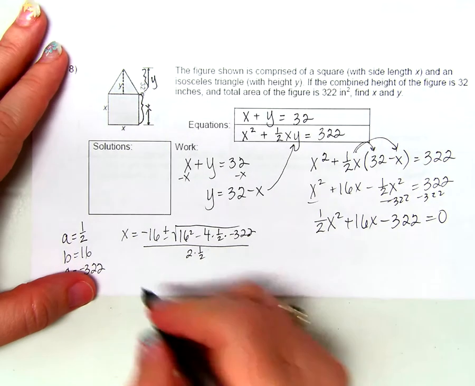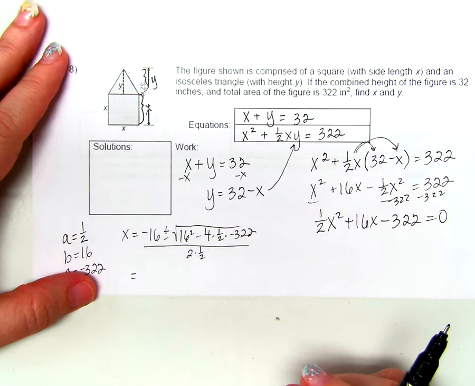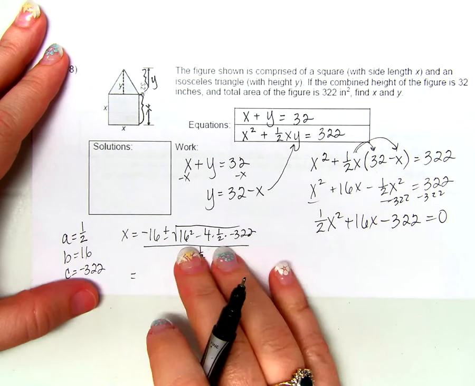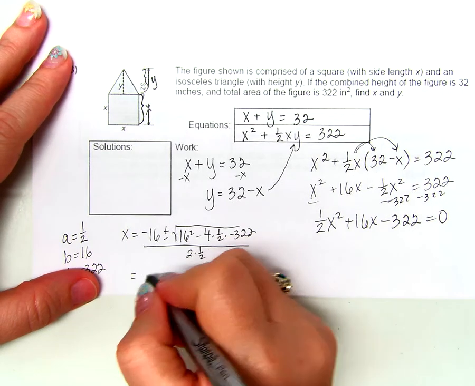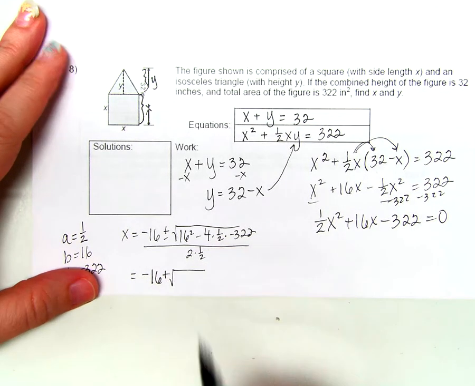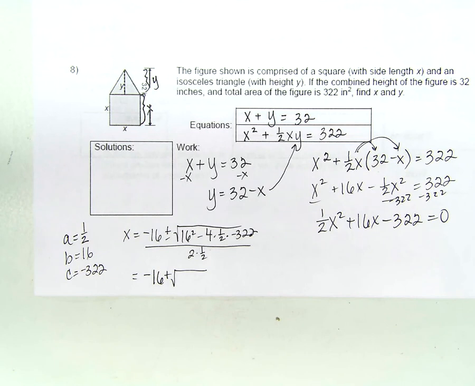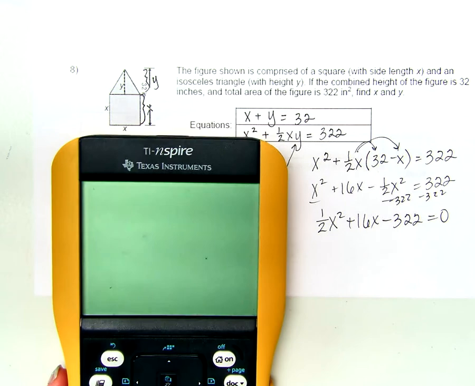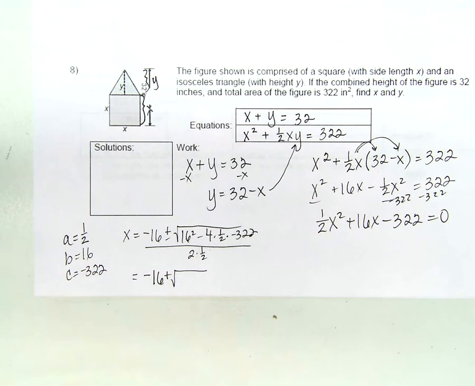Well, this is nice because what's 2 times a half? 1. So do we have a denominator anymore? Not really, right? So we have negative 16 plus or minus the square root of 16 squared. Okay, somebody tell me what 16 squared is. 256. What's 4 times a half times negative 322? So 256 plus 644?